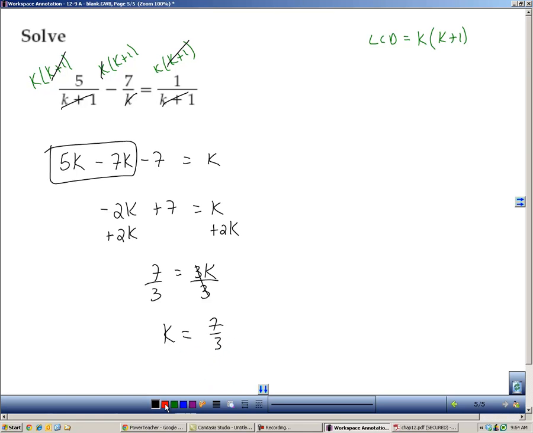But I notice as I'm doing this that this should have been negative here. So I'm going to change that to a minus. And that's also going to change this to a negative. So my answer then is going to be negative 7/3.